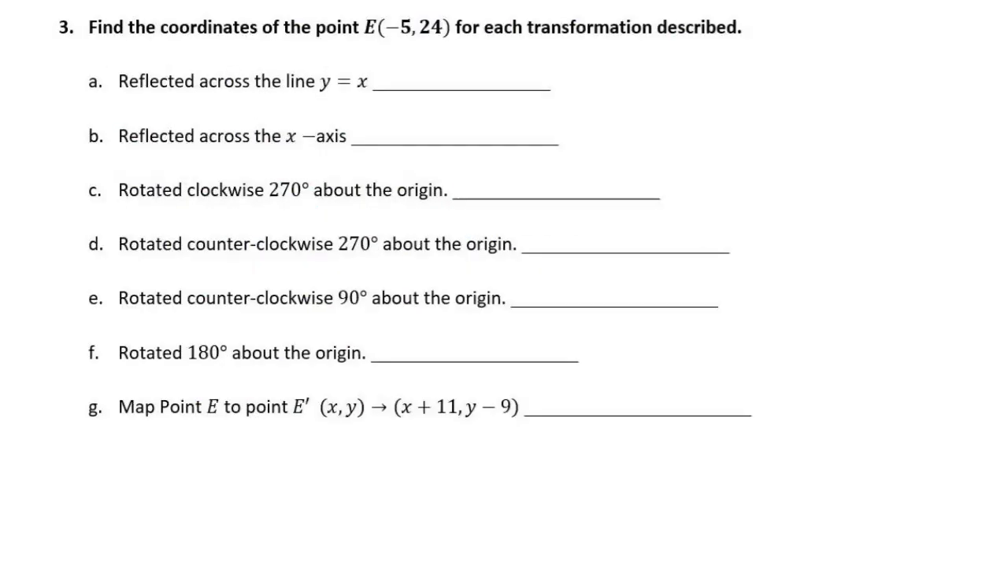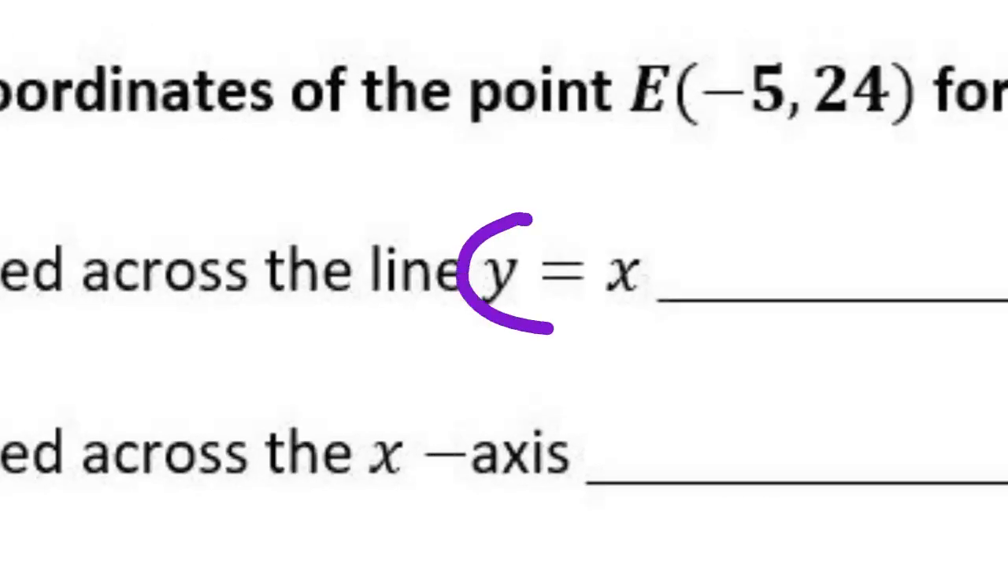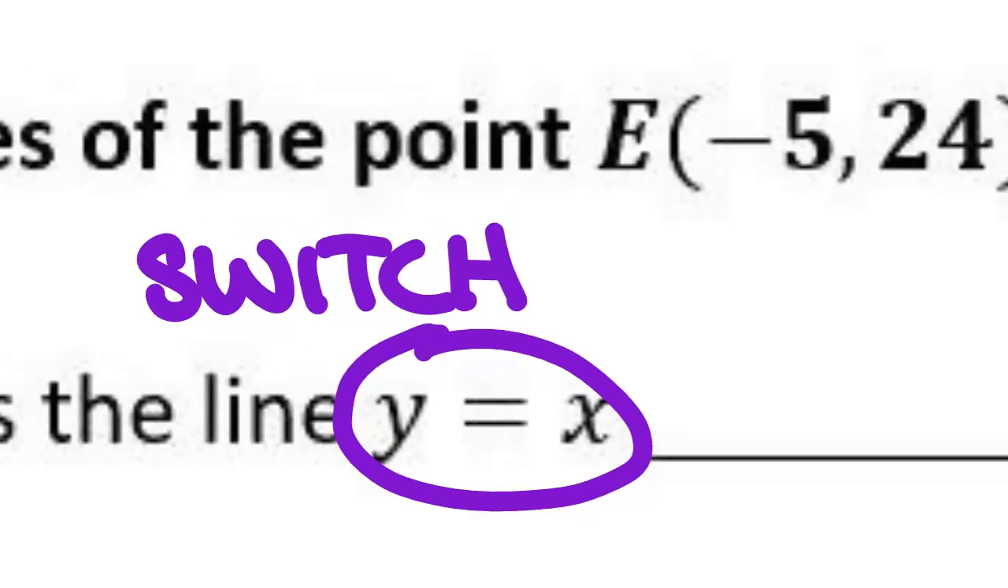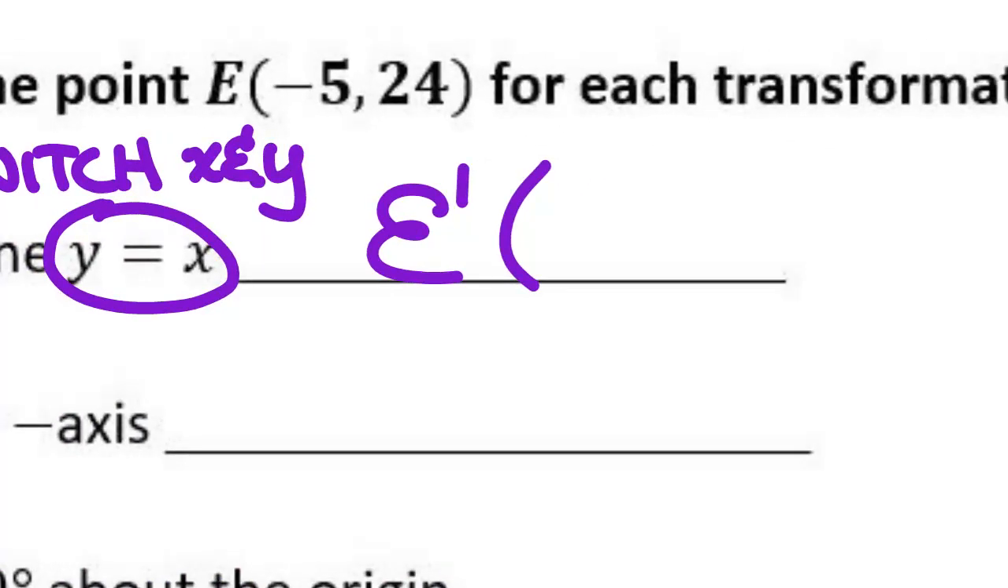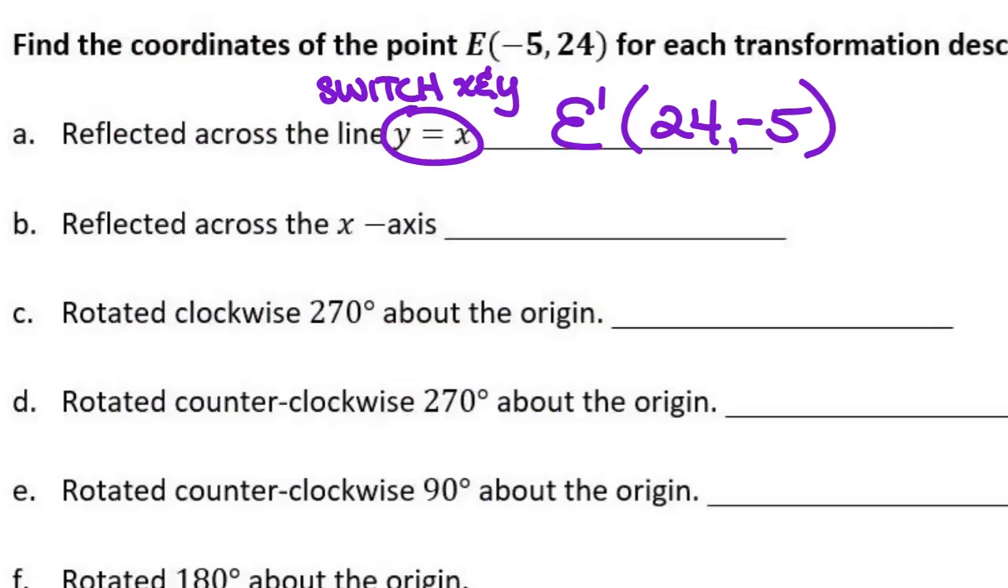This is going to have us reviewing a lot of the rules that we learned in this module. You want to make sure that you have these rules down for the test tomorrow. If we are reflecting over the line y equals x, we will switch x and y. So if I take my ordered pair for E, and I switch the x and the y, I have 24 at the beginning and -5 at the end. That is my E prime.